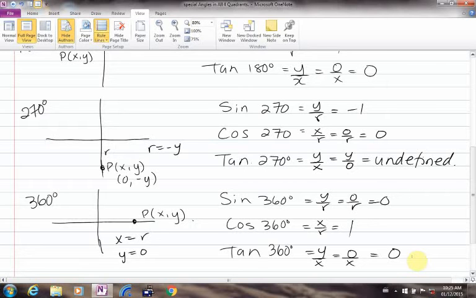How many people got all 6 of those correct? Questions for those that didn't? Do you understand where you messed up? Speak now, because we're just going to keep going.